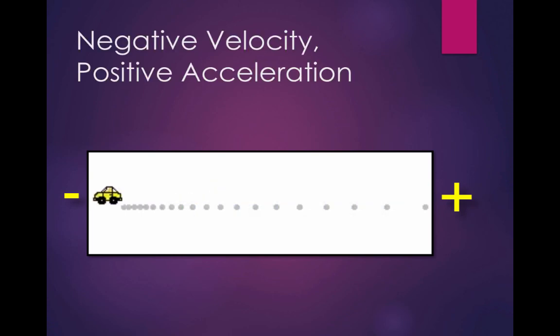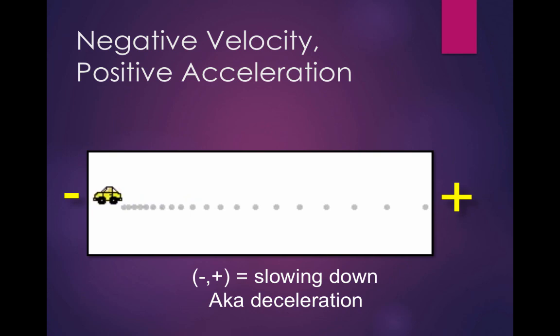Even though it's slowing down, acceleration is still positive, because the positive sign simply indicates direction when referring to a vector. If an object has negative velocity and positive acceleration, different signs, you have slowing down in a negative direction, deceleration.